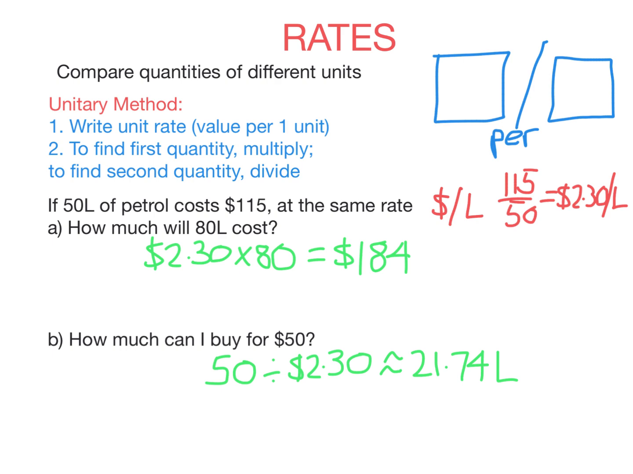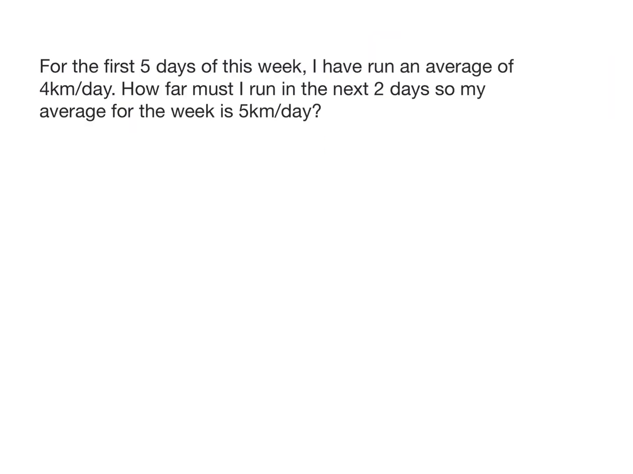All right, let's look at a slightly harder question now. For the first 5 days of this week, I've run an average of 4 kilometres per day. How far must I run in the next 2 days? So my average for the week is 5 kilometres per day. So all we're going to do here is figure out how far I've already run and then how far I need to have run. So if I have an average of 4 kilometres a day for 5 days, I want to find how many kilometres I have run.